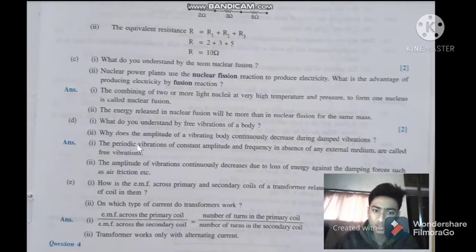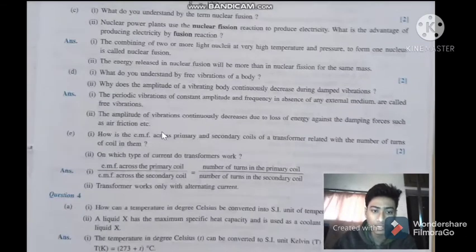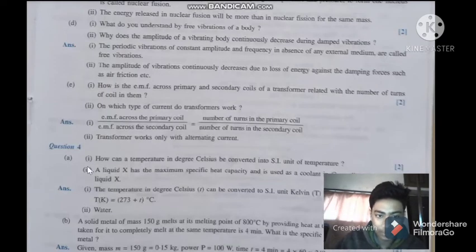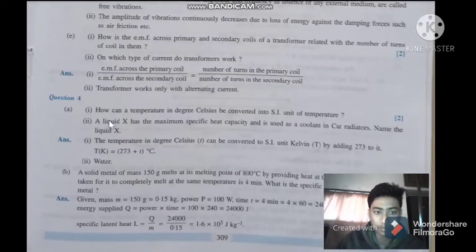Now, why does the amplitude of a vibrating body continuously decrease during a damped vibration? It's just because the amplitude gets continuously decreased because of the loss of energy against the damping forces, which are the resistive forces such as air friction. Next question we don't have, cut off the E. Next you come to question number 4a.